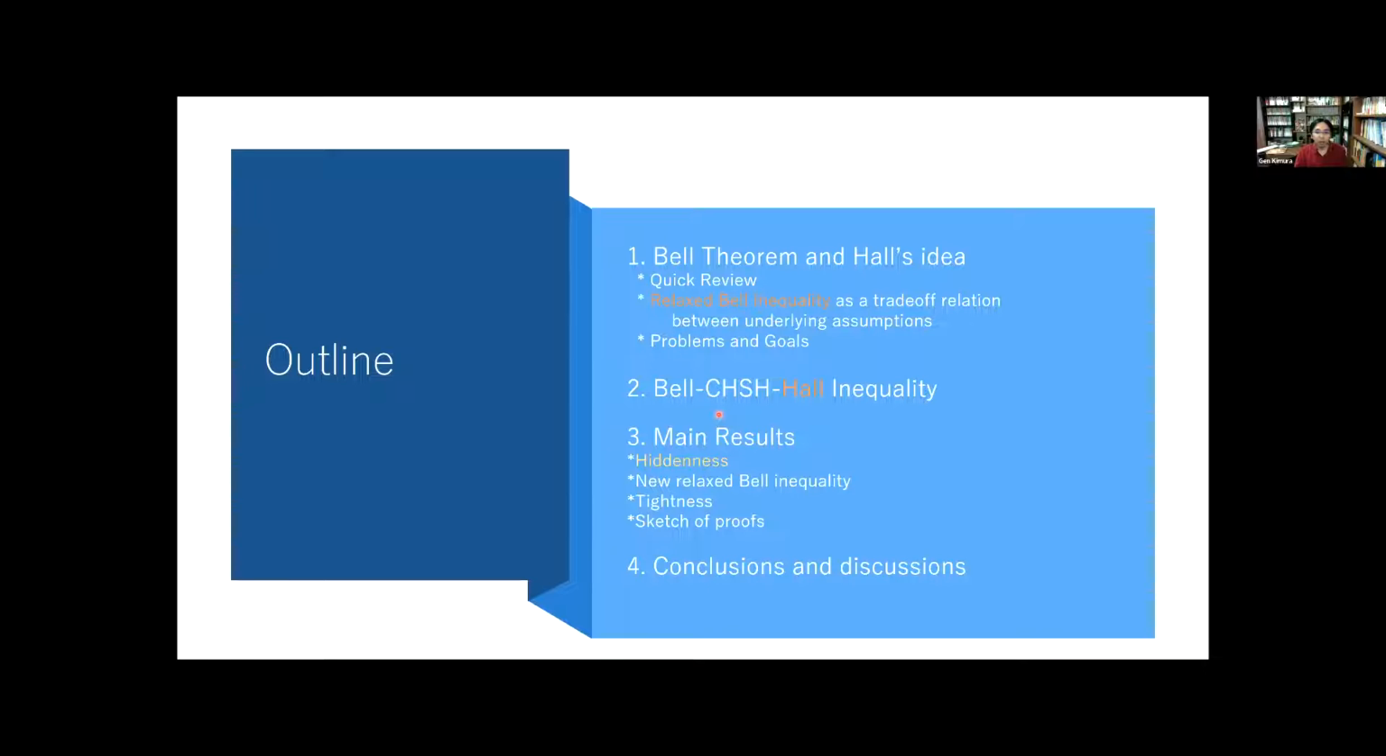And second, Hall's inequality is introduced in detail, which generalizes the famous Bell's CHSH inequality. And thirdly, let me introduce the measure of hiddenness, which reflects the degree to which we need a hidden variable. And we show our new relaxed Bell's inequalities, which give a non-trivial trade-off relation between hiddenness and measurement dependence. And if I have time, I will also present a sketch of the proof. Okay, so let's get started.